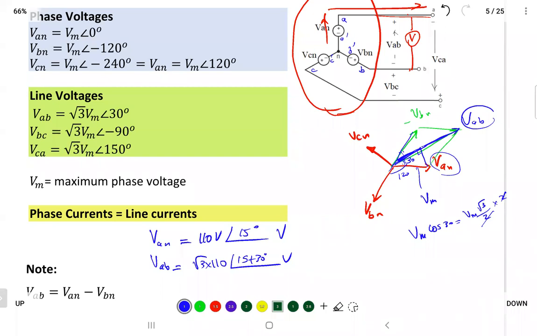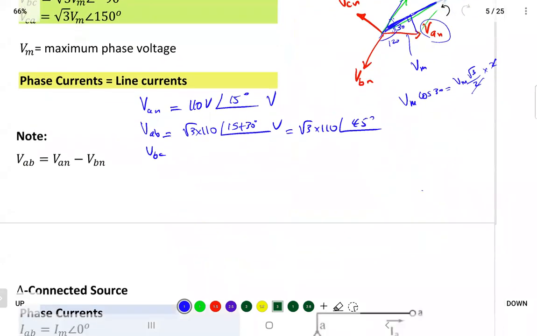And I might ask, okay, how can I find VBC? Well, since it's balanced, you don't have to do this process again. You say VBC is equal to square root of 3 times 110, but the angle will be different. Why? Because there is a shift of 120 degrees between each voltage. Let me write this one: square root of 3 times 110, and the angle is equal to 45 degrees. Now I want to find VCA. So you have to keep in mind, if that's VAB, what comes behind VAB? VBC. What comes behind VBC? CA.